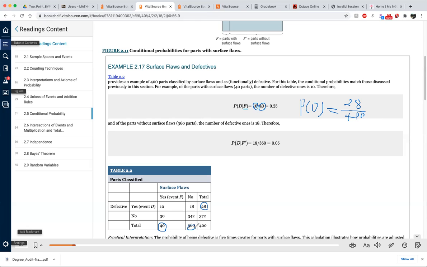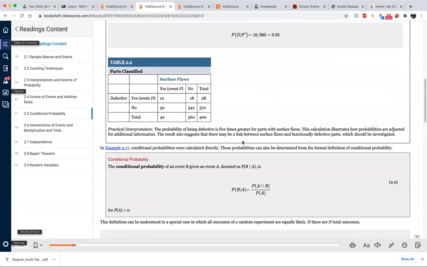360. Okay, so now we see that the total number of outcomes, the sample space, will be replaced by 360, and then how many parts are defective but don't have a surface flaw: 18. So we'll find the parts which are defective out of 360, not 400. Which is 18 over 360. So that's one way to find conditional probability.